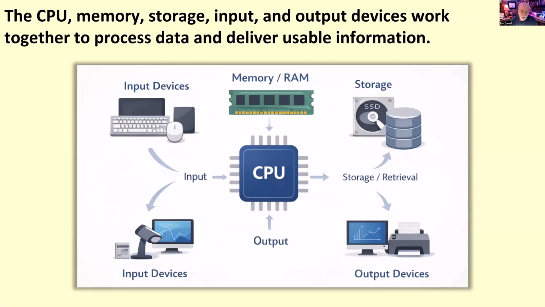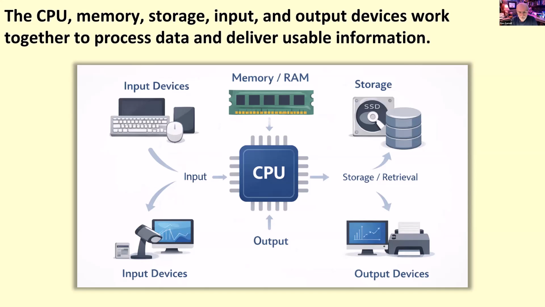Computing performance depends on how hardware components work together. The CPU, memory, storage, input, and output devices work together to process data and deliver usable information. Here we look more closely at the hardware side of IT infrastructure by focusing on the major components of a computer system and how they interconnect. The important point is that computing performance is not determined by one part alone. It depends on how several hardware components work together as a system. At the center is the CPU, or central processing unit, which executes instructions and performs calculations.